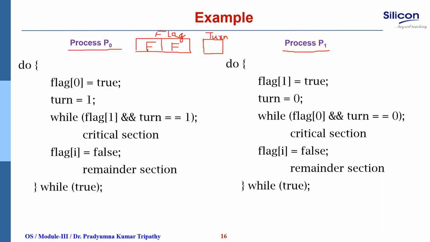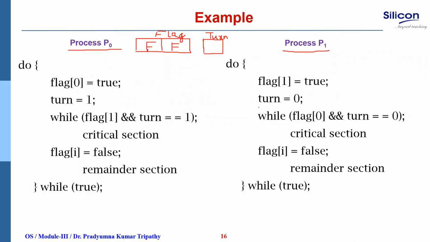Turn is given. Two processes want to enter the critical section. At a particular time, suppose P0 first tries to execute in this critical section. So what will happen? This is the code for P0, this is the code for P1, right? Whichever process wants to enter has to execute this code.